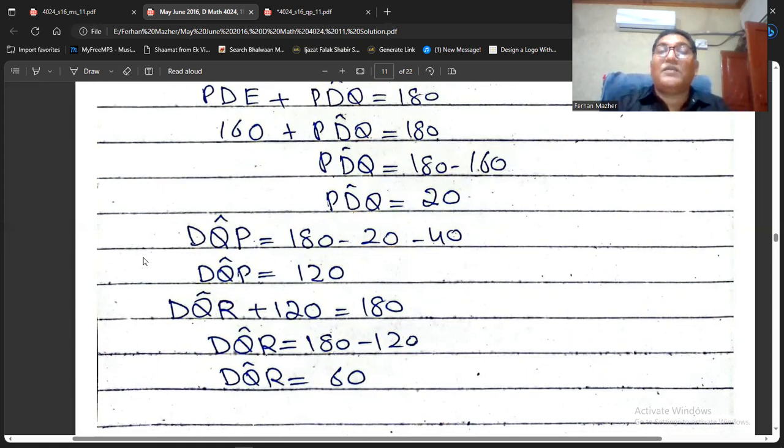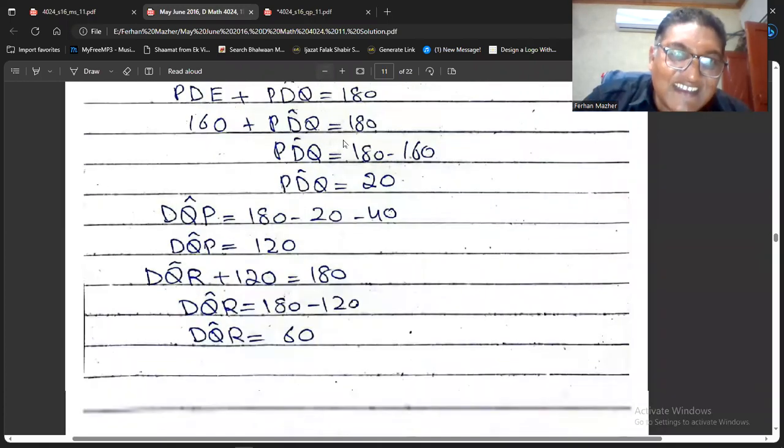The DQR plus 120 will be equal to 180. So the DQR will be equal to 180 minus 120. DQR will be equal to 60. This is how this is done.